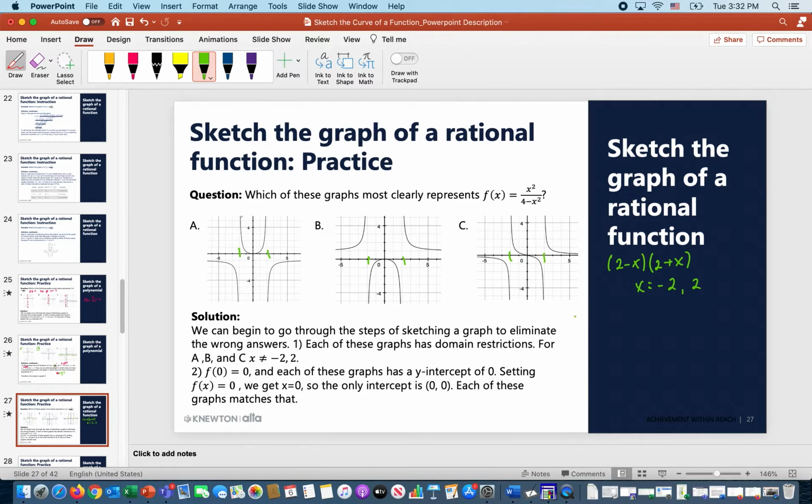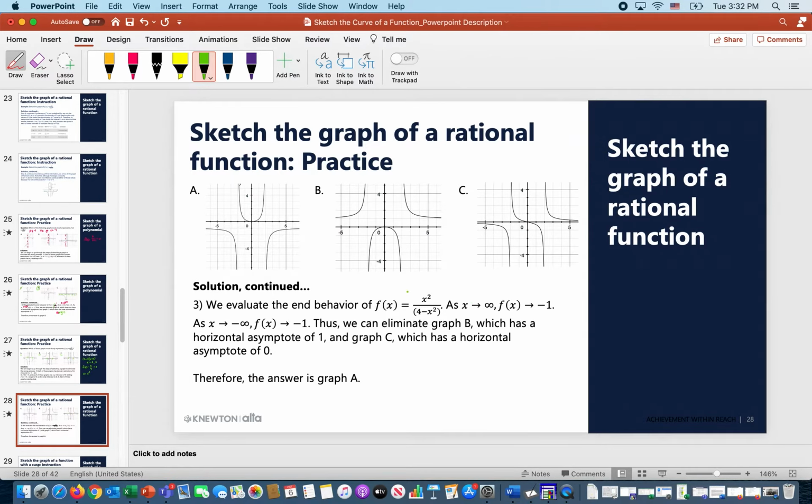Let's keep going. I want to find out what f of 0 is. So I'm going to plug in 0 for x. And when I do, I get 0 over 4, or 0. And again, I really haven't helped myself because all of these have places where the y value is 0. I could set this thing equal to 0, but I'm still only going to be looking at an x value of 0 and a y value of 0. So finding the x-intercepts doesn't really help me much.